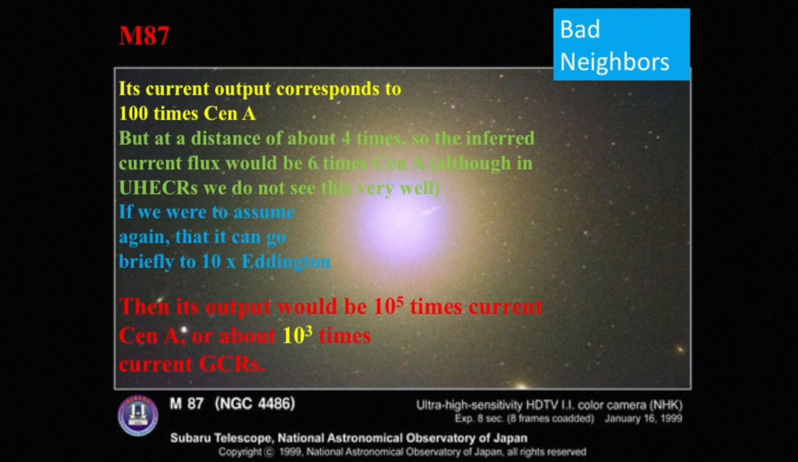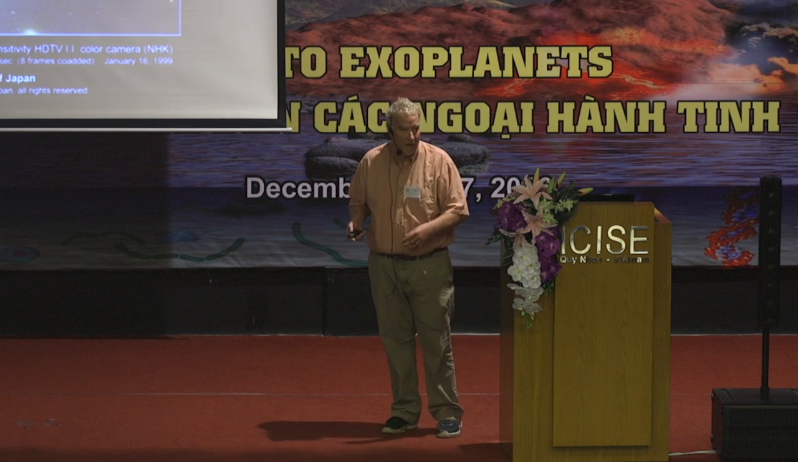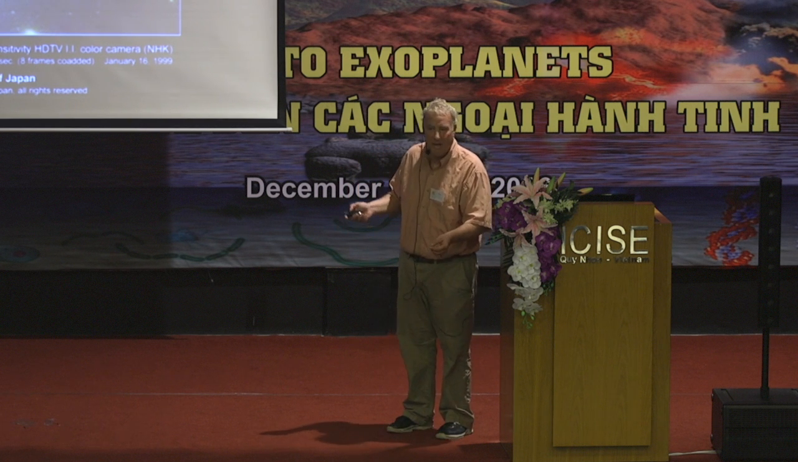So you could think about other cases. Here's M87. Its current output corresponds to 100 times Centaurus A. By the way, M87 is a giant elliptical galaxy in the core of the Virgo cluster of galaxies. And so if it were to go 10 times Eddington, its output in terms of cosmic rays would be 10 to the 5th the current from Centaurus A, about 10 to the 3 times what we are experiencing here, again from a supermassive black hole that is quite far away relative to our own supermassive black hole.